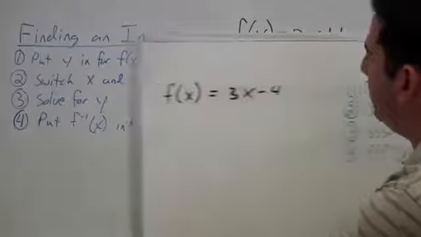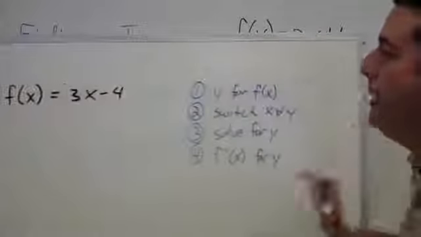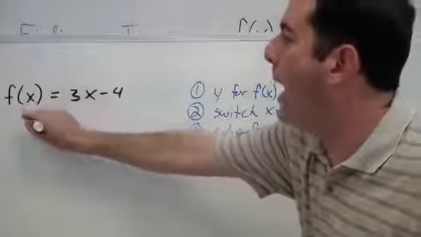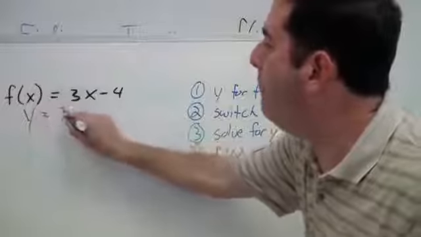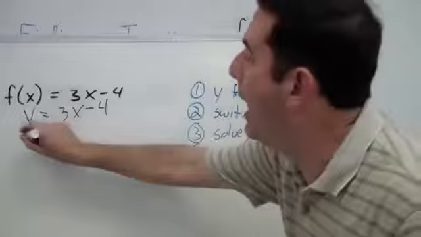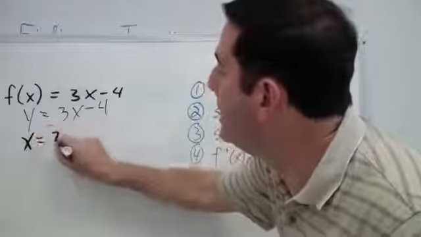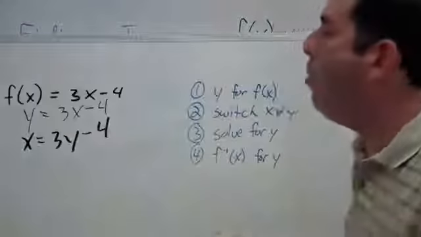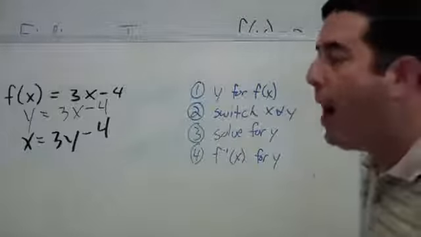Let's try another. On this one, first I'll put y in for the f of x. Next, I'll switch the x and the y. This is what creates inverses. Now we need to solve this for y.